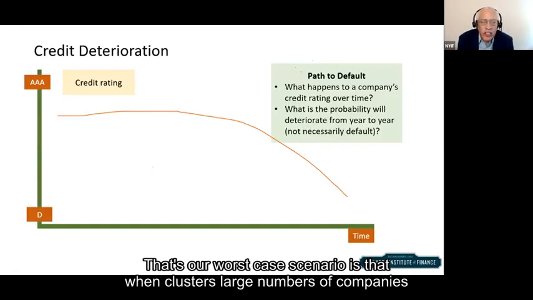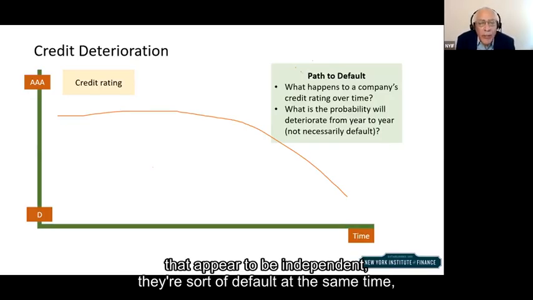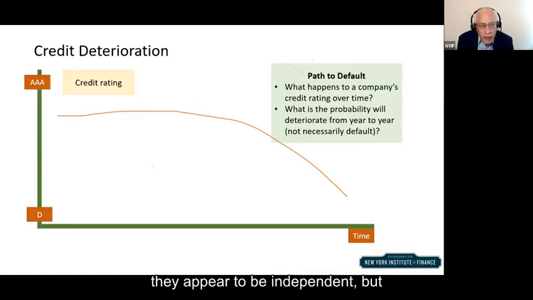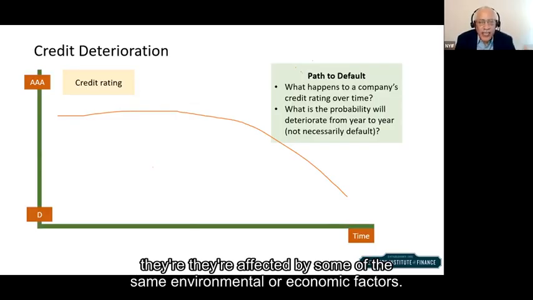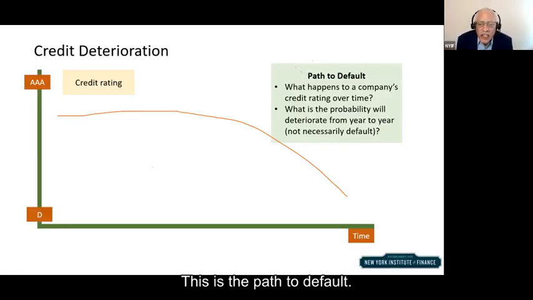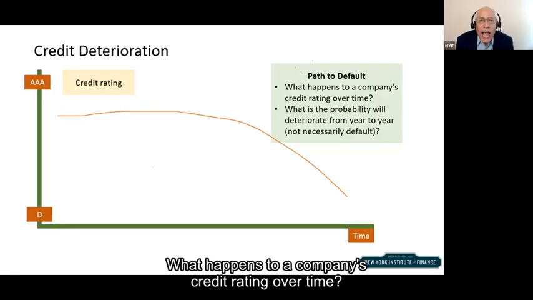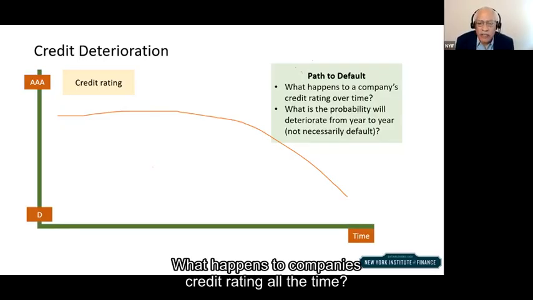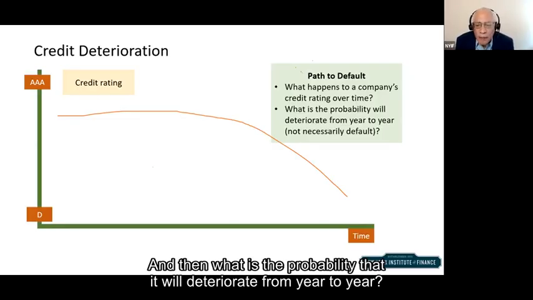That's our worst case scenario, when clusters, large numbers of companies that appear to be independent, sort of default at the same time. They may appear to be independent, but they're affected by some of the same environmental or economic factors. Credit deterioration, and this is something we're going to also revisit in module 3. This is the path to default. What happens to a company's credit rating over time? And then what is the probability that it will deteriorate from year to year?